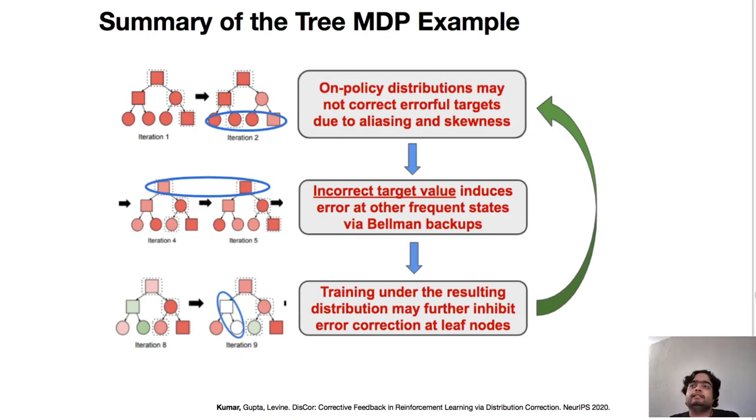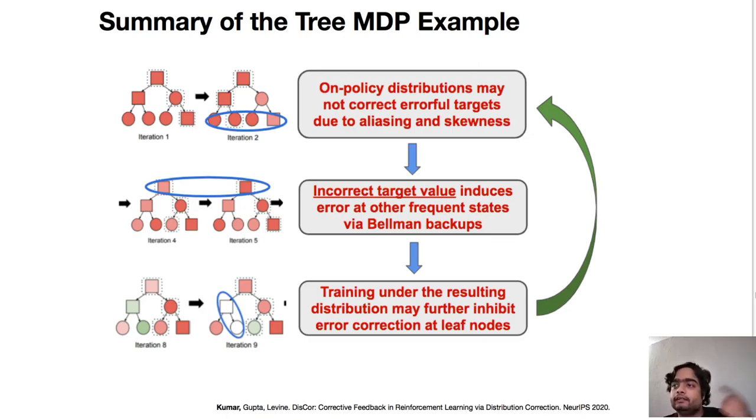So just to summarize this example, on-policy distributions may not correct error for targets due to function approximation aliasing and skewness of the data distribution. These incorrect target values would then induce error at other frequent states during Bellman backups because you are using target values as blind ground truth for training the Q function.